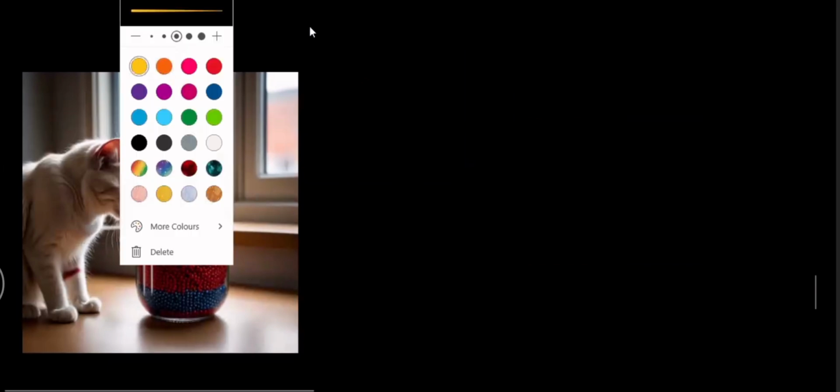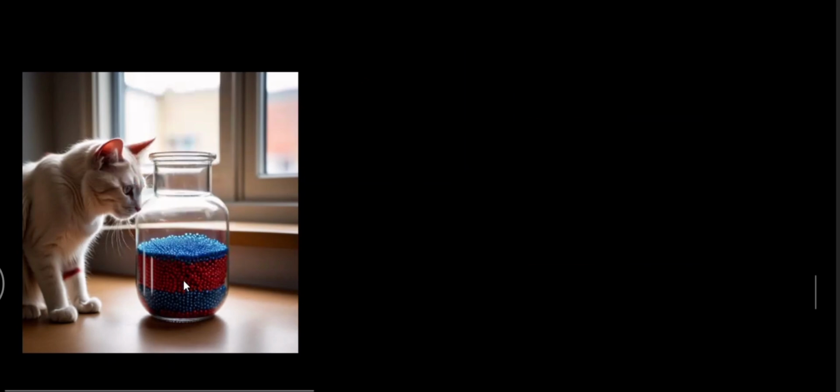Now the example, the system which we have started. Okay, the very first image which we have seen. The cat is observing this jar. Now you can see two different colored beads. One is a blue colored bead and the other a red colored bead. Both are in solid state, right? So if I am asking how many phases are there, what would be your answer?